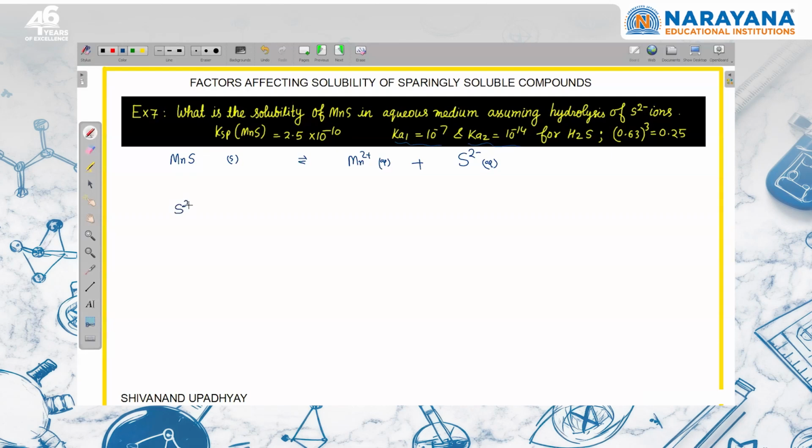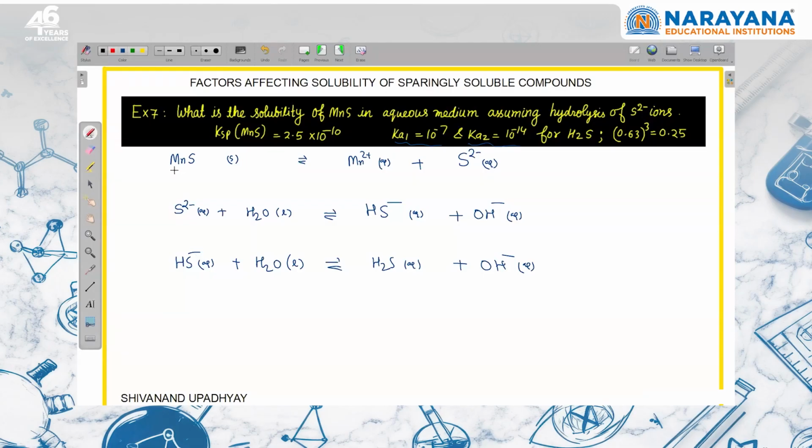So we are writing that sulfide ion in aqueous state will react with water to form HS minus ion in aqueous state plus OH minus ion. And then HS minus ion can further react with water to form H2S in aqueous state plus OH minus ion in aqueous state. One question could be, in this solution what is the concentration of H2S, right? So these are the reactions taking place.